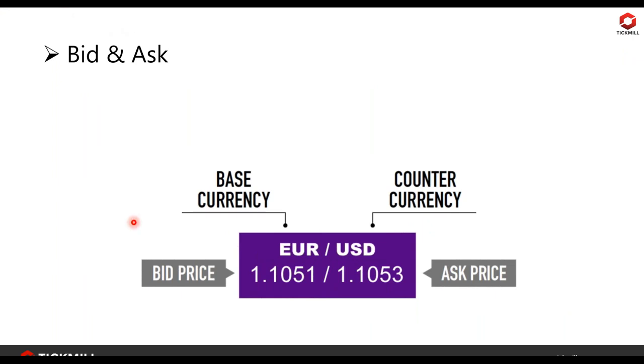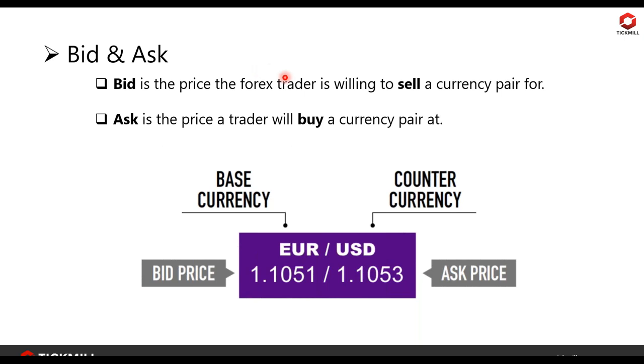All right, next, we also have the bid and ask. So bid is the price the Forex trader is willing to sell a currency pair for, and ask is the price the trader will buy a currency pair at. So in this example, we have Euro USD. The bid price is 1.0151 and the ask price is 1.0153. So the first one will always be the base currency, and the second the counter or quote currency.